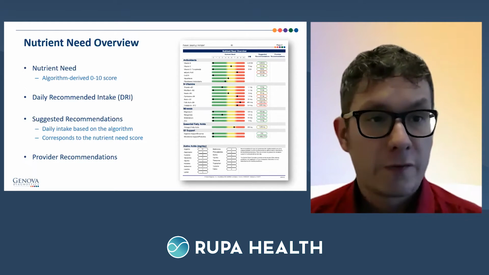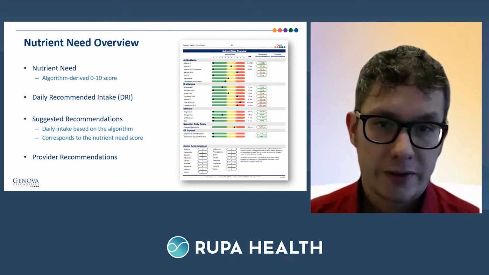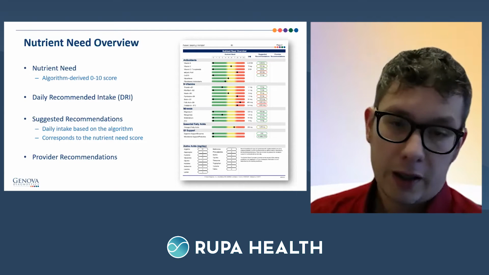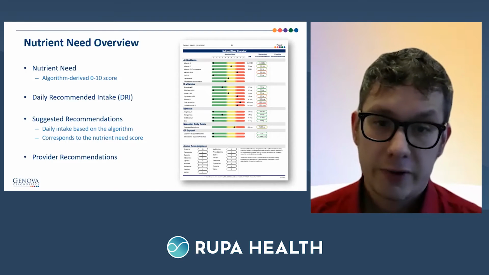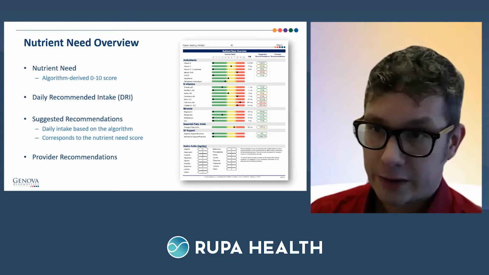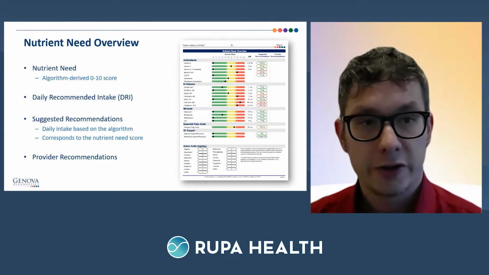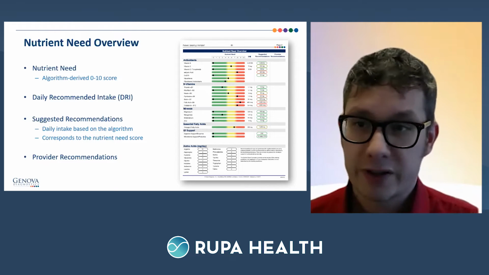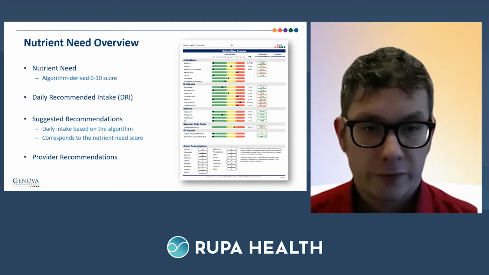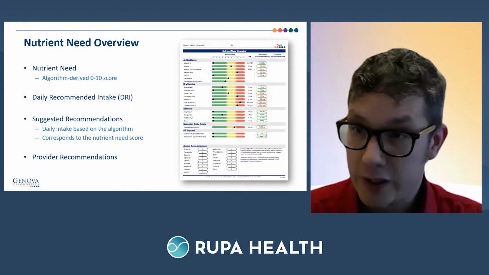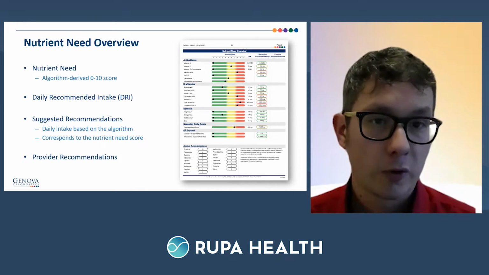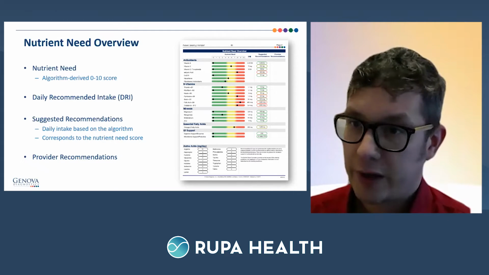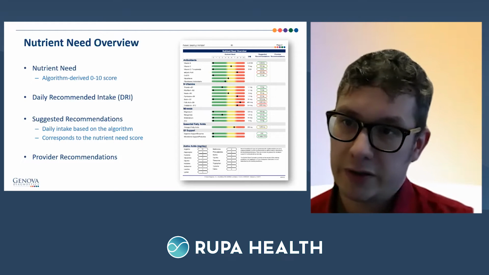But you first get an assessment for each one of these nutrients on a 0 to 10 score. We show the daily recommended intake, which is more of the sort of governmental guidelines, and then suggested recommendations based on the results of the test. And they correspond to the nutrient need score as well. We also have a separate section as the providers themselves probably have alterations. You, of course, know the patients better than we do as a lab company. And so ultimately we're trying to provide a little bit of insight, but you are the ones on the boots on the ground providing the overall recommendations at the end of the day.